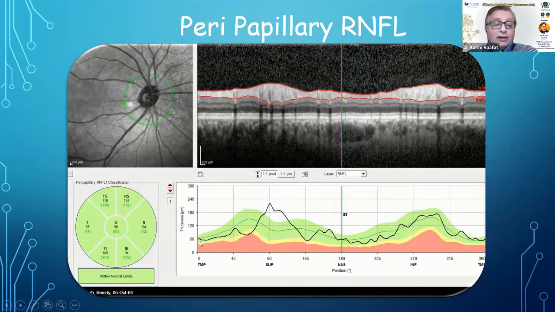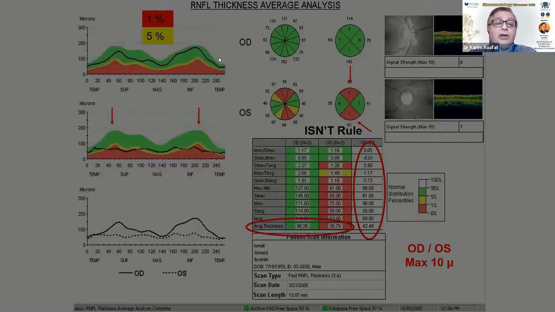The patient's scores are put in this dark black line, and then compared to the normative database stored in the machine computer. The green area is within the acceptable range, yellow is borderline, and red is not acceptable or below the acceptable range. The whole picture here gives us the clue, OD and OS comparison.